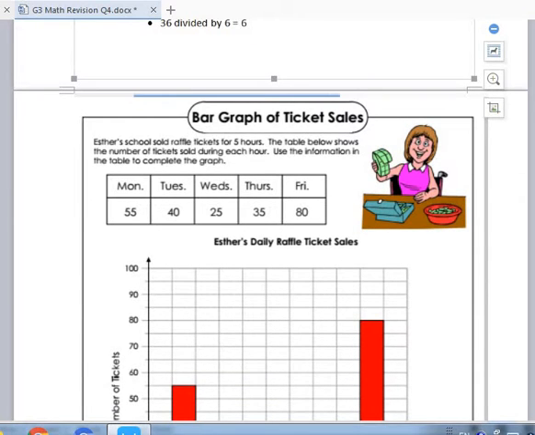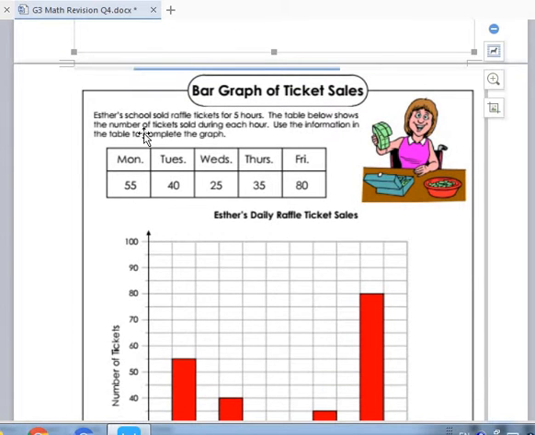I have here the bar graph of ticket sales. Here, the school sold raffle tickets for 5 hours. The table below shows the number of tickets sold during each hour. Use the information in the table to complete the graph. I have here the table. Monday 55 tickets, okay, and for Tuesday 40 tickets were sold. Wednesday 25, Thursday 35, Friday 80.